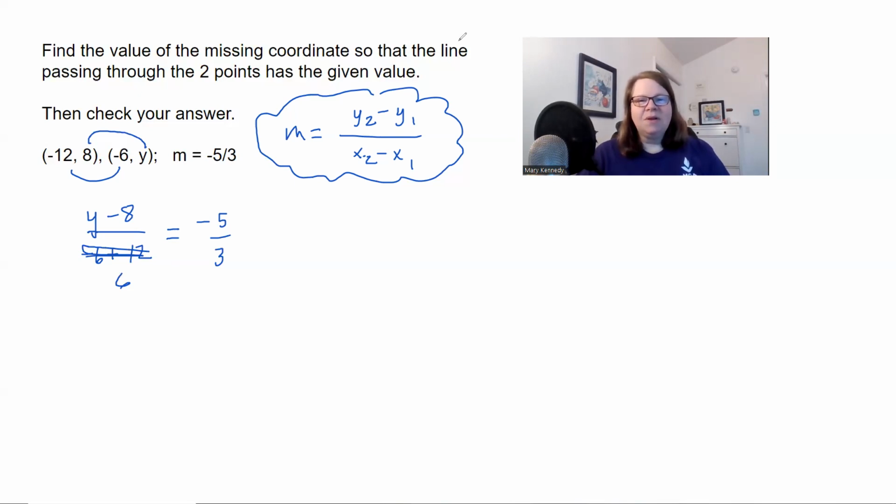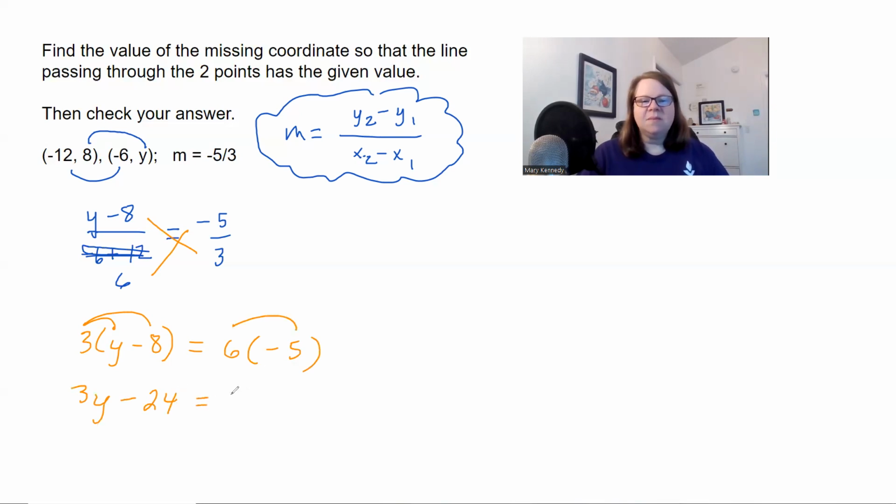And then I think I'm going to cross multiply here. There's different ways to do this, but if I cross multiply, I think that's going to be a pretty simple way to solve. So I'm going to have 3 times y minus 8 equals 6 times -5. All right, let's distribute. 3 times y is 3y, and 3 times -8 is -24. And 6 times -5 is -30.